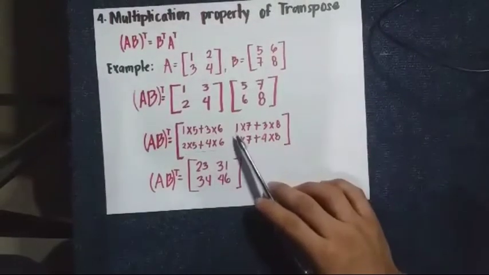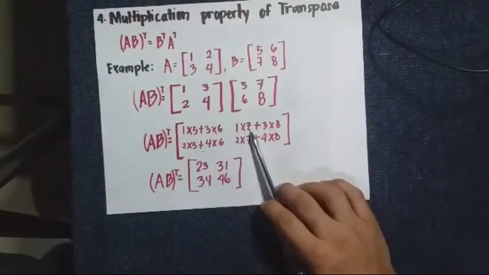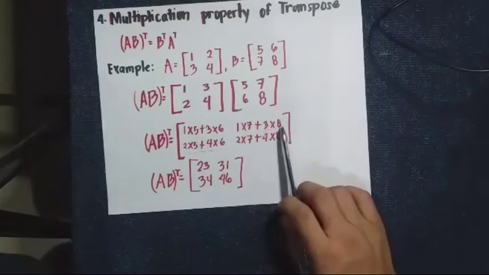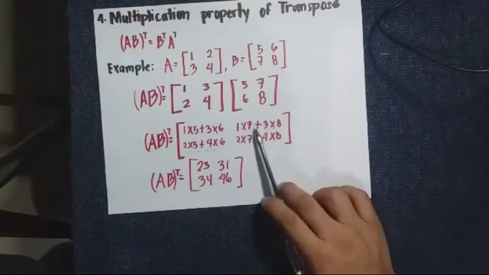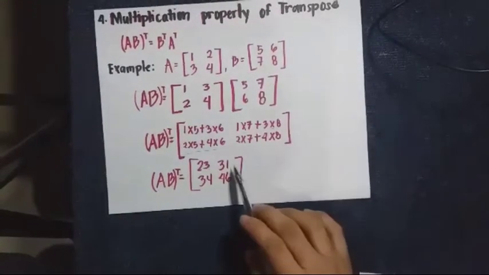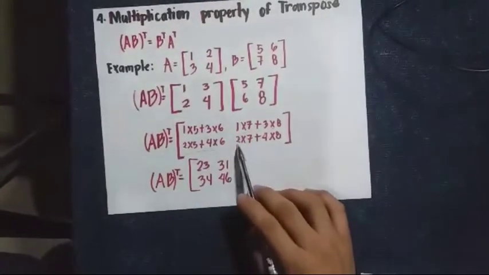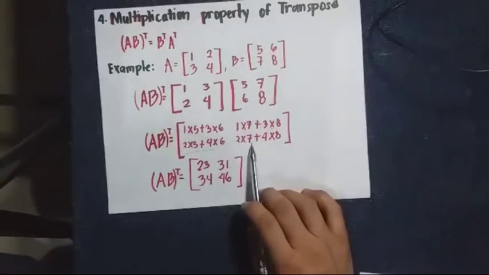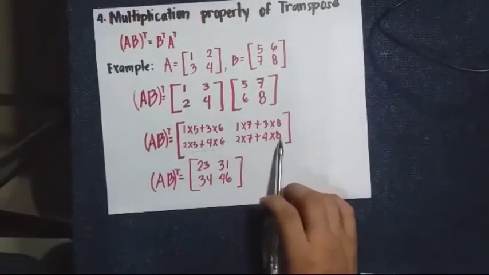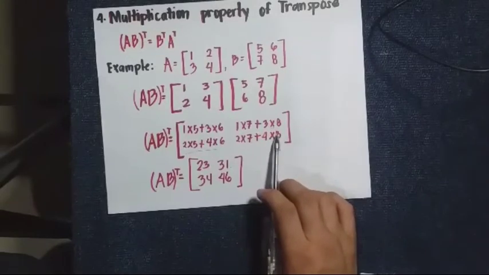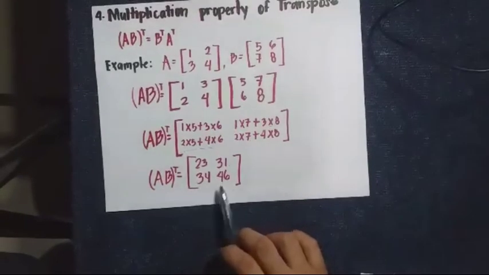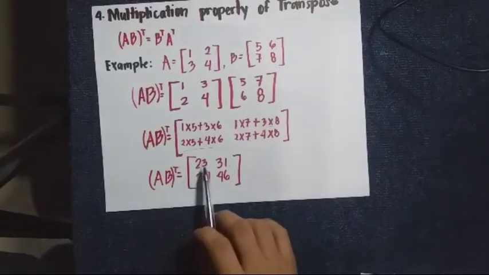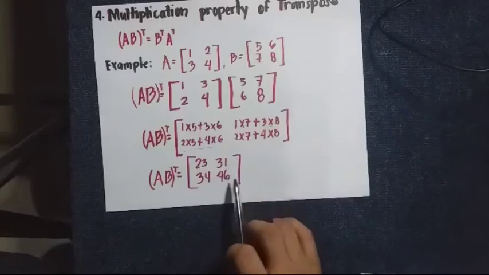So now 1 times 7 is equal to 7 plus 3 times 8, which is 24. 24 plus 7 is equal to 31. And we have here 2 times 7 is equal to 14, and 4 times 8 is equal to 32. 32 plus 14 is equal to 46. So we have the transpose of AB is equal to 23, 34, 31, and 46.